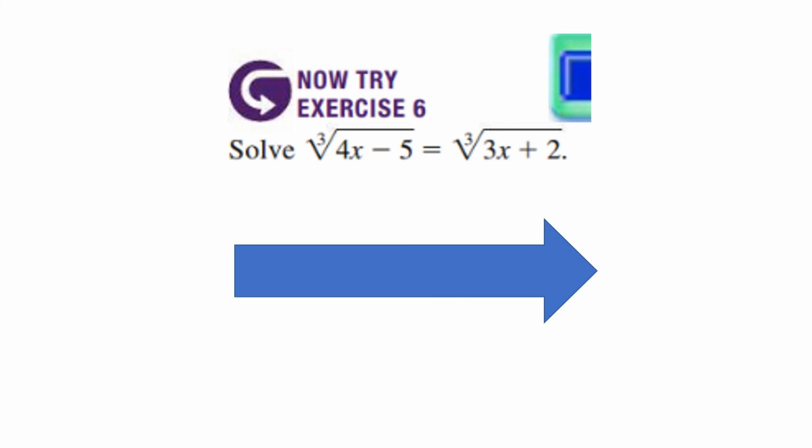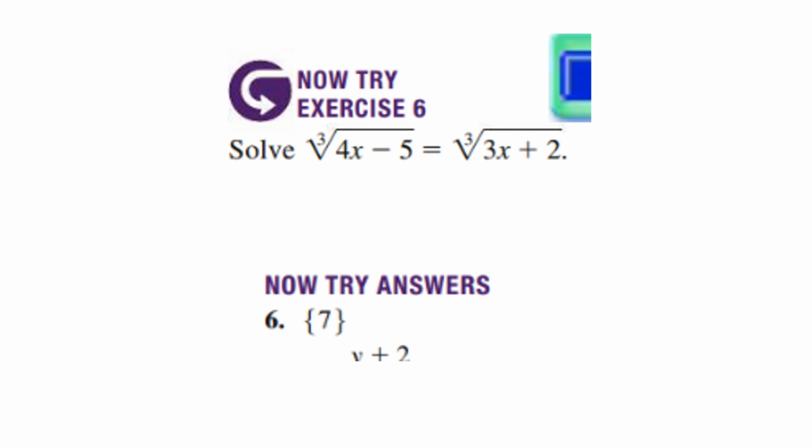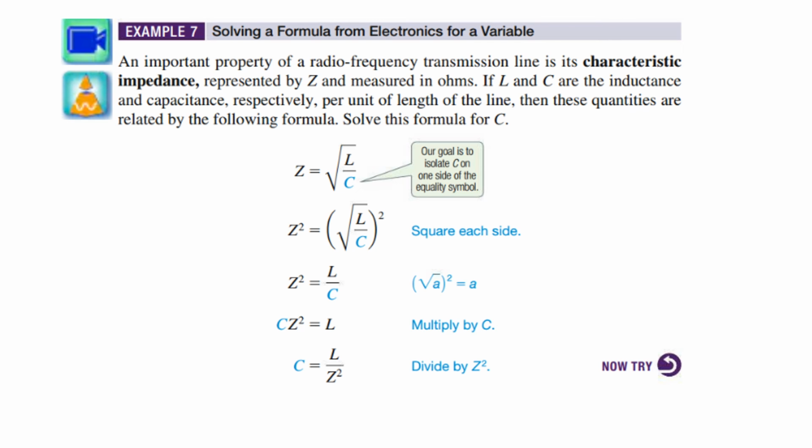Here's a problem for you to try. The cube root of 4x minus 5 is equal to the cube root of 3x plus 2. Please pause the video and give this a try. Let's see how you did. The answer you should have gotten is 7.